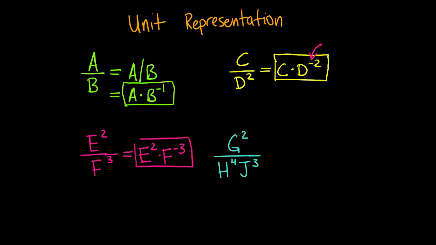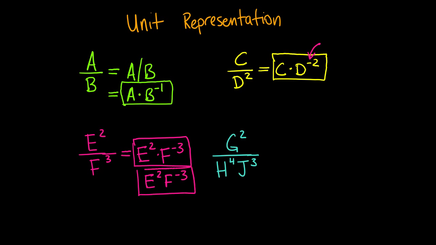You may not see a dot or a multiplication symbol. You may just see it written as this, and they are equivalent. g to the second divided by the product of h to the fourth times j to the third could also be written as g squared times h to the negative fourth j to the negative third.